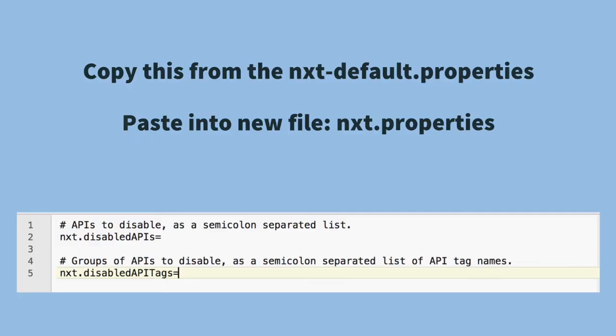If we want to make changes to those default properties, we want to find the relevant code and copy it and paste it in a new file that we're going to create called nxt.properties, which I've done. This is the code that I've copied and pasted and that we need to work with.